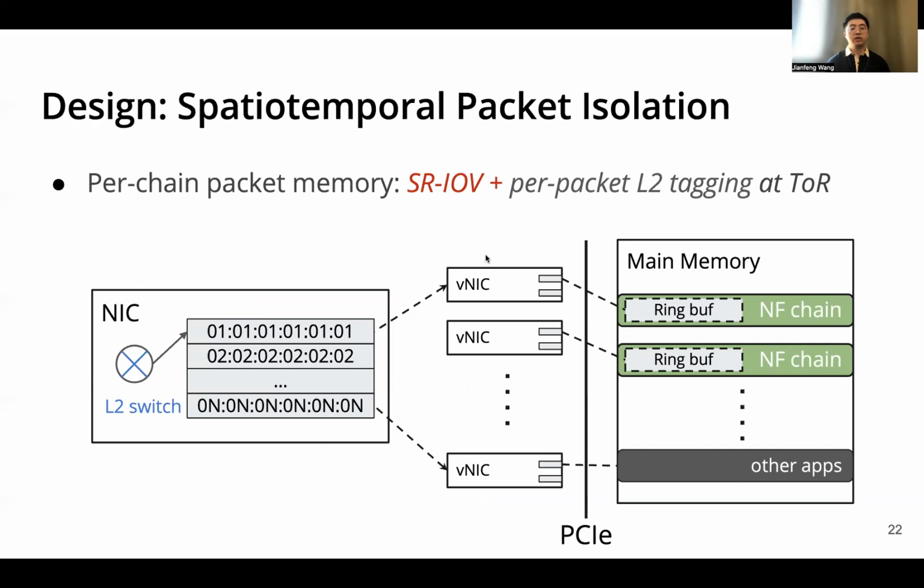A naive solution is to use a software switch to move packets. Quadrant cannot use it because it can incur significant packet switching overheads. Therefore, we use the NIC's hardware feature, SR-IOV, to split a physical NIC into many virtualized NICs. Each virtualized NIC has its own packet memory to be used by a single network function chain. At the TOR layer, Quadrant determines a packet's destination chain and modifies the packet's Ethernet destination address to match the virtualized NIC's Ethernet address. And then the NIC's L2 switch can forward the packet to the correct memory region.